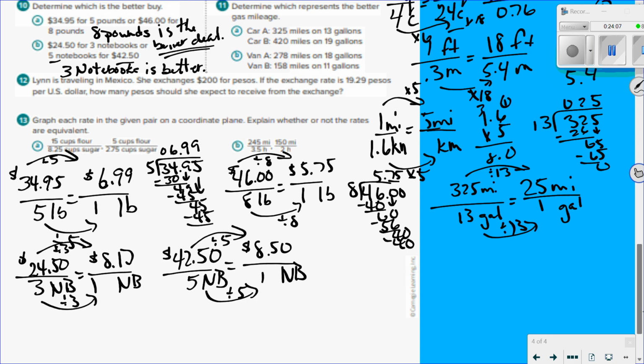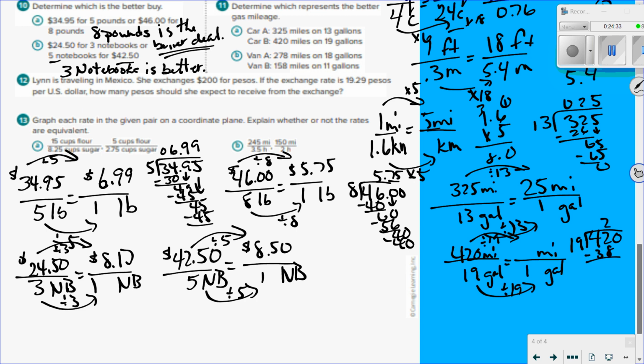My second one gives me 420 miles on 19 gallons. So I want to know how many miles in a gallon. So I'm going to divide by 19. I'll take my 420, divide it by 19. That's going to go twice, gives me 38. That's going to be a 40, so that's going to go twice again.